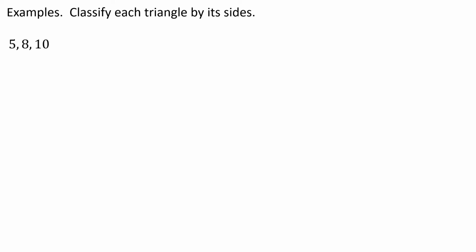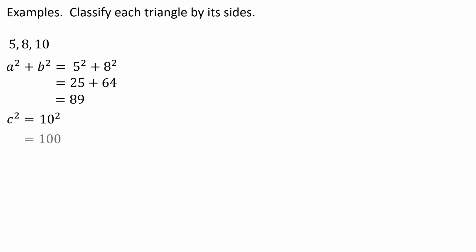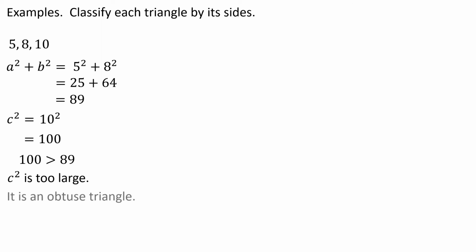All right, so let's check this out. What's a squared plus b squared? 89. What is c squared? 100. 100 is too big, right? 100 is greater than 89. So c squared is too large, so it's an obtuse triangle.